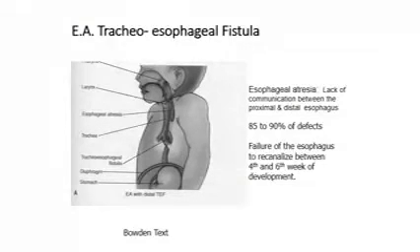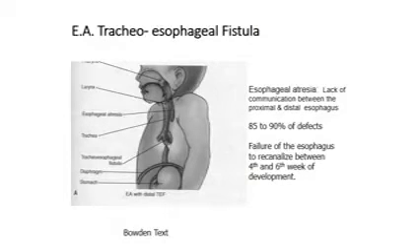This is a diagram representing the most common type of this congenital anomaly, where the upper esophagus ends as a blind pouch and the lower end of the esophagus is connected to the trachea. So esophageal atresia means there is lack of communication between the proximal and distal esophagus. There is a disconnection. This type forms around 90% of the defects.